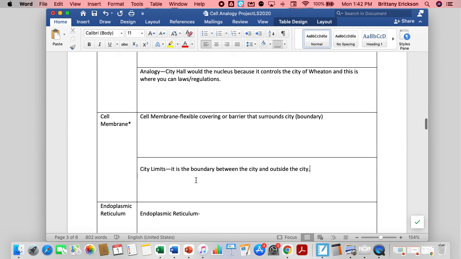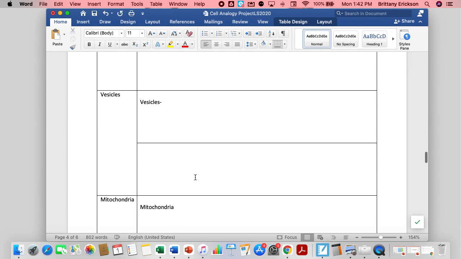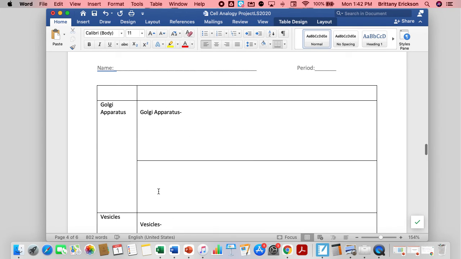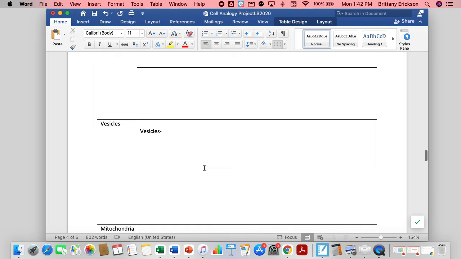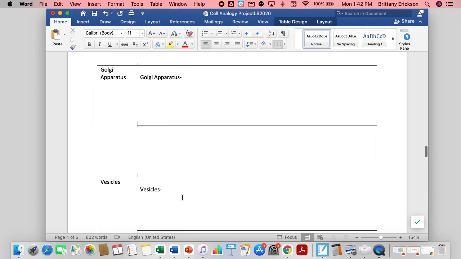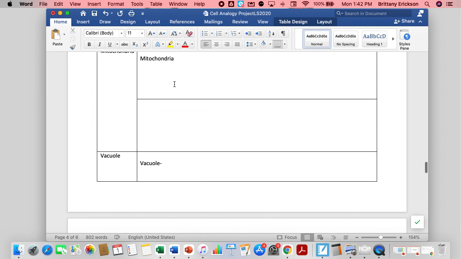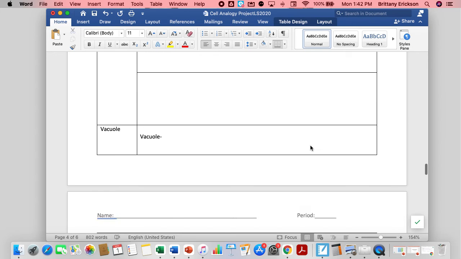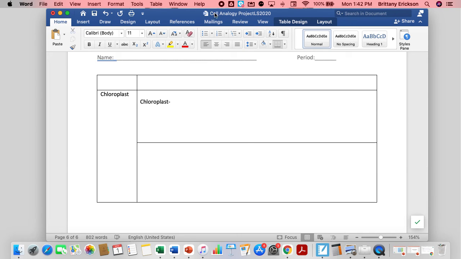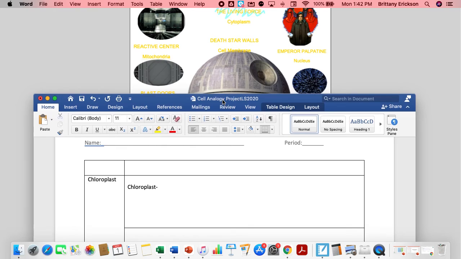So your description is these pages here. Now you only need to describe the organelles that you're going to use in your project. So if you're not using the Golgi apparatus, well then just leave it blank, okay? I'm not asking you to define that. You just define the ones that you are going to use and then explain how it fits inside your analogy. So that's what we are doing for the rest of the week.